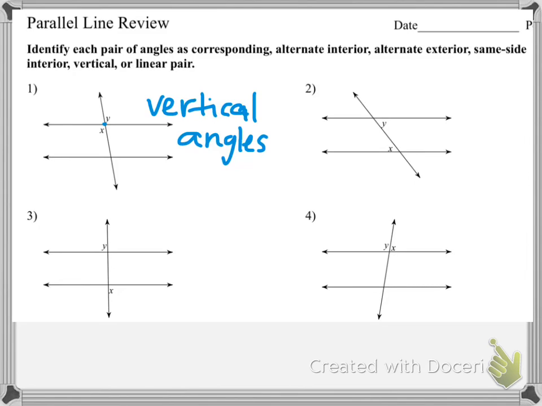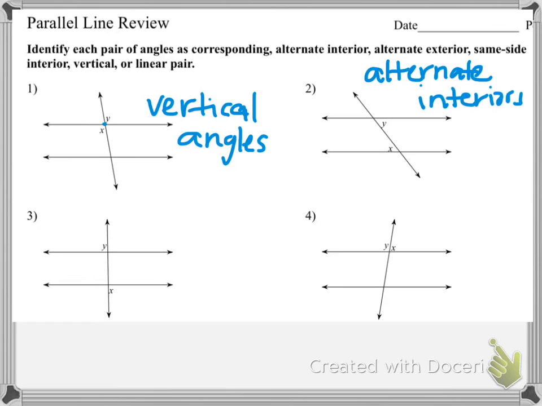Number 2 here, if we're looking at the parallel lines, both of the angles are inside the parallel lines, and then if we're looking at the transversal line here, they're on the opposite side of the transversal, so these here are going to be what we call alternate interior angles because they're inside the parallel lines. Okay, so alternate interior.